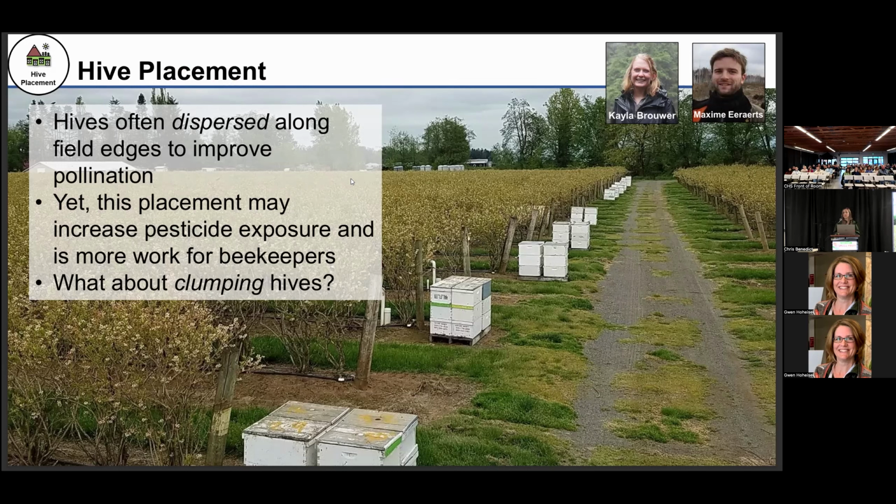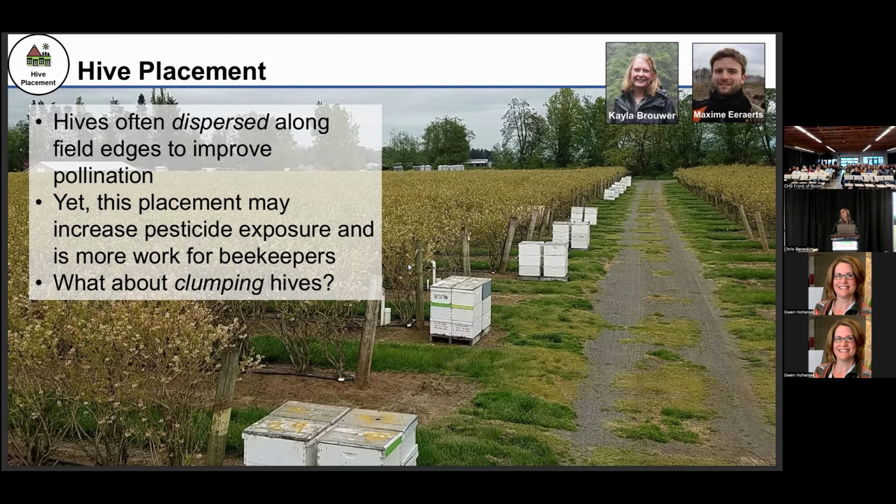So what we often see is the hives are dispersed along the perimeter of the field. The thought with this process is honeybee has low attraction when it comes to blueberry flowers. So let's put the honeybees close to the blueberry field and try to improve the chances of pollination. But there's really no data backing up this practice. In addition, we talked earlier about health concerns that we have with honeybee hives. This placement strategy does put them more at risk for drift, particularly for some of the fungicides that we use during the bloom period to protect those flowers.